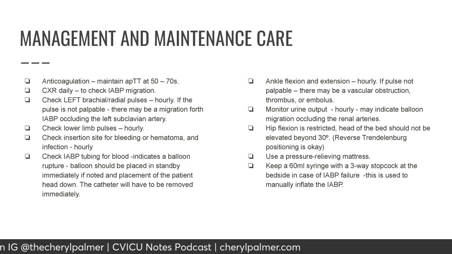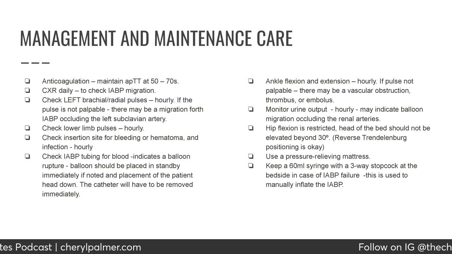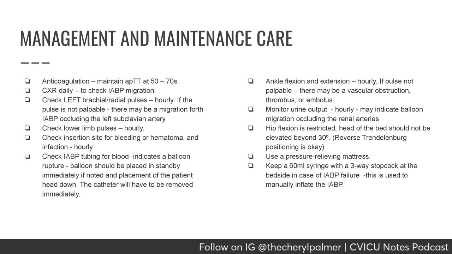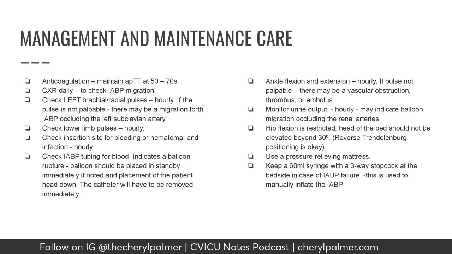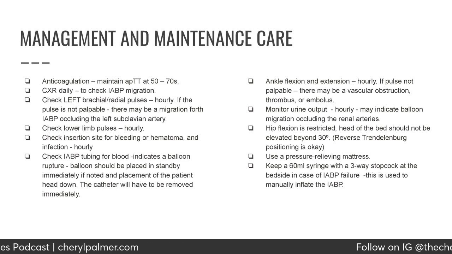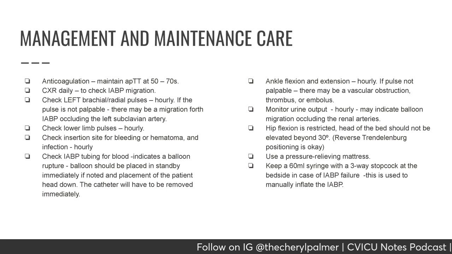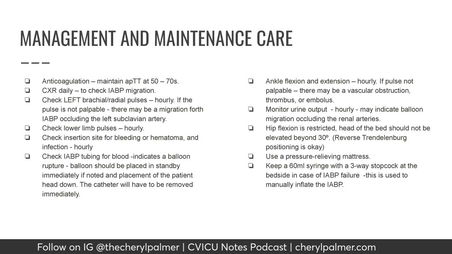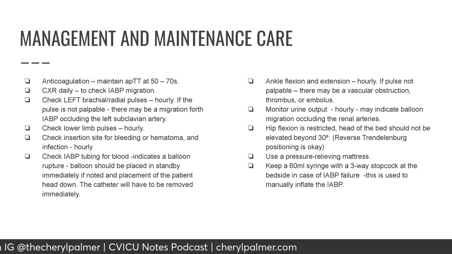Ankle flexion extension hourly. If pulse not palpable, there may be a vascular obstruction, a thrombus, or embolus. Monitor urine output hourly. May indicate balloon migration, occluding the renal arteries. Hip flexion is restricted. Head of the bed should not be elevated above 30 degrees. Reverse Trendelenburg position is okay. Use a pressure relieving mattress.